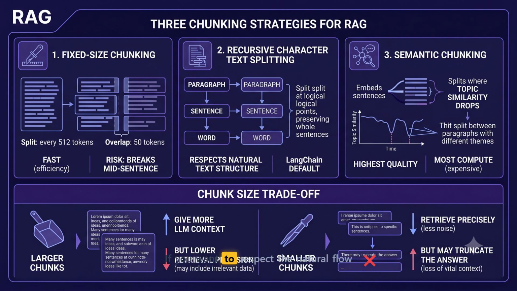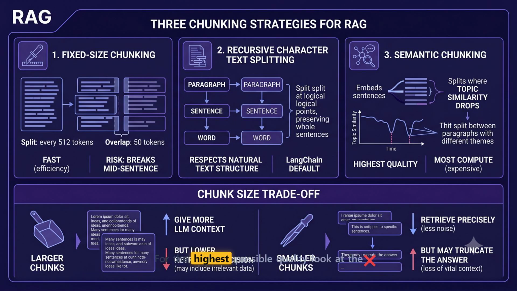If you want to respect the natural flow of human writing, shift your eyes to the middle column. Recursive character text splitting. This is the LangChain default for a reason. Instead of a hard mathematical cut, it uses a cascade of rules. It tries to split by paragraphs first. If a paragraph is too big, it drops down to look for sentence boundaries. If a sentence is still too large, it splits by words. It keeps your text structure intact, ensuring whole thoughts stay together in a logical, readable format.